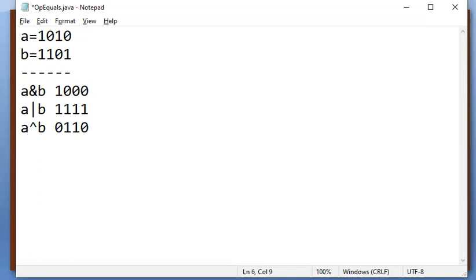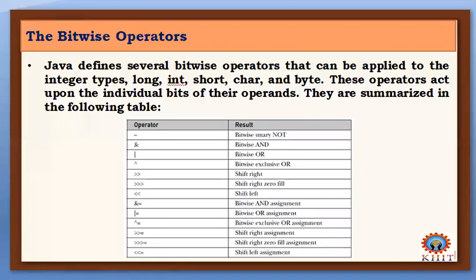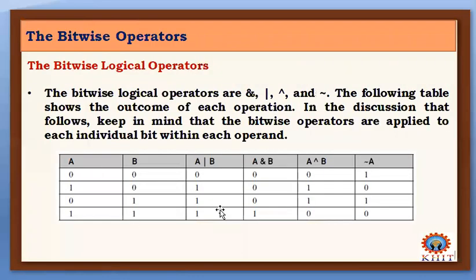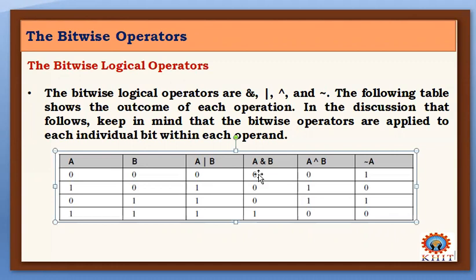Like that, we'll perform bitwise operators here. Next, that is what he has shown here. So A, B, if it is A or B, then 0 or 0 gives 0. So if either of the two is 1, the resultant is 1. A and B is true only if both are true, otherwise it is false.